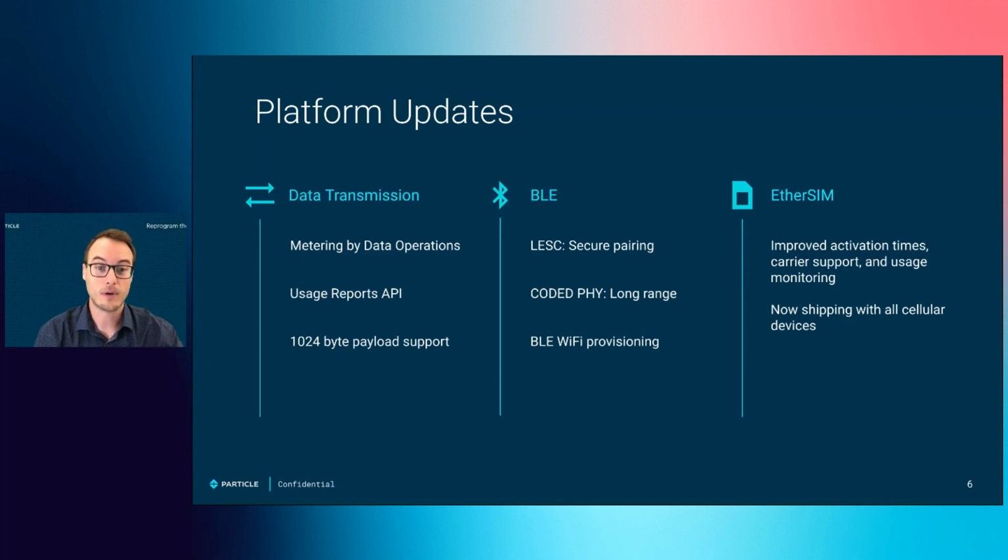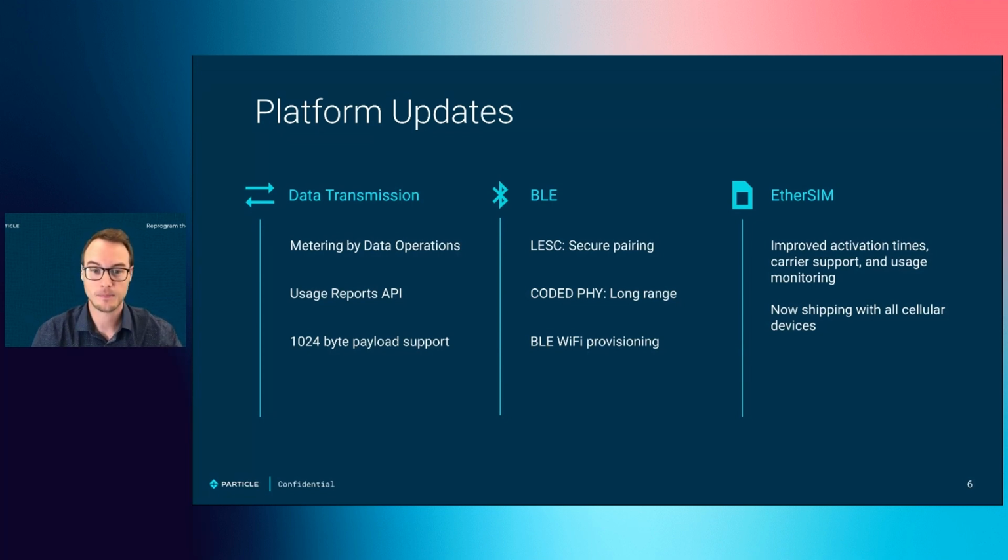We've recently released a usage reporting API that allows you to slice your usage in your data operations by device rather than by your entire fleet, giving you more visibility into how your fleet is operating in the field. We've also increased our payload sizes. As a testament to our commitment to provide continuous value to our customers, we've expanded the volume of data that's available for each transmission in each data operation from 622 bytes to 1,024 bytes, allowing you to send more data in fewer packets.